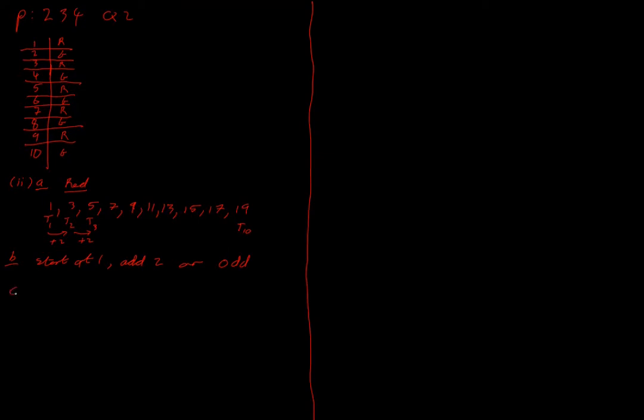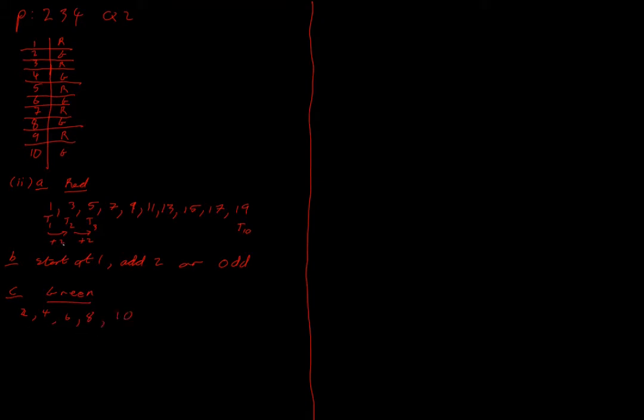Now let's have a look at question C. List the position numbers of the first 10 green blocks. So now we're dealing with the green blocks. And I look to my table and my second block is green. My fourth block is green. My sixth block is green. My eighth block is green. And my 10th block is green.